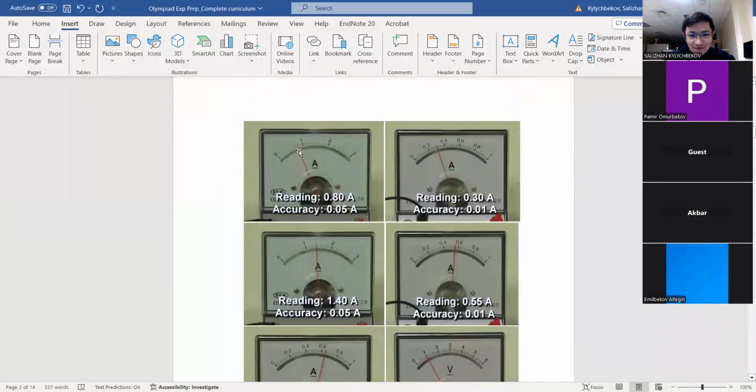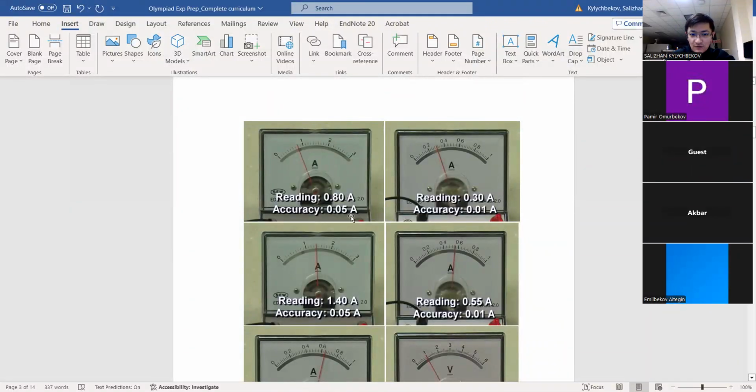So here, what is the analog reading? This is 1 amp. How many divisions? 1, 2, 3, 4, 5 divisions. So this is basically 0.8. And it has 10 small divisions, so each division is 0.1. The smallest reading divided by 2, 0.1 divided by 2, is 0.05.